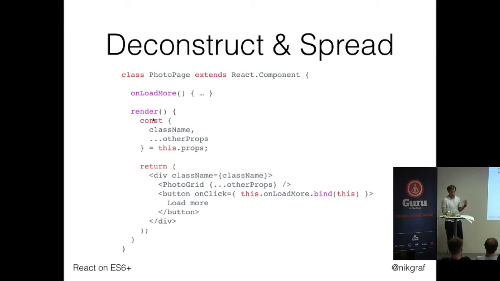And the really cool part about it, now I can deconstruct these properties that I get from my parent. So I take the class name out, and then put everything on the rest, which is other props in this case. And then I can simply use them. And in other props, the class name will not be anymore. And then in the photo page, I could use my class name, probably for styling purposes, and the rest, probably the photo set, the cover index, all that kind of stuff, I simply pass down to the photo grid.